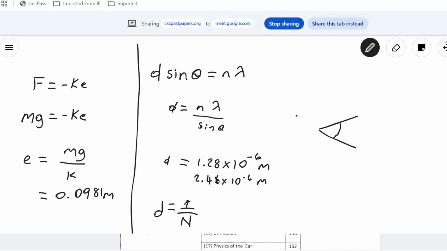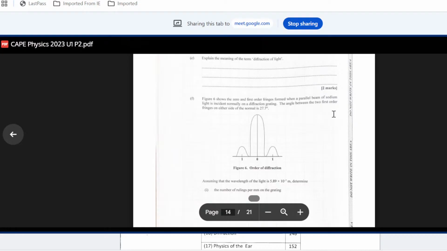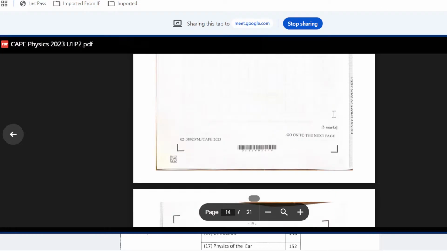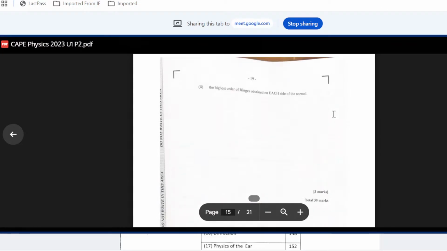So that's it for this question. That was the last question. I don't think so, this one is the last question: calculate the highest order of fringes obtained on each side of the normal. Each in big capital letters. Yeah, it's on each side.